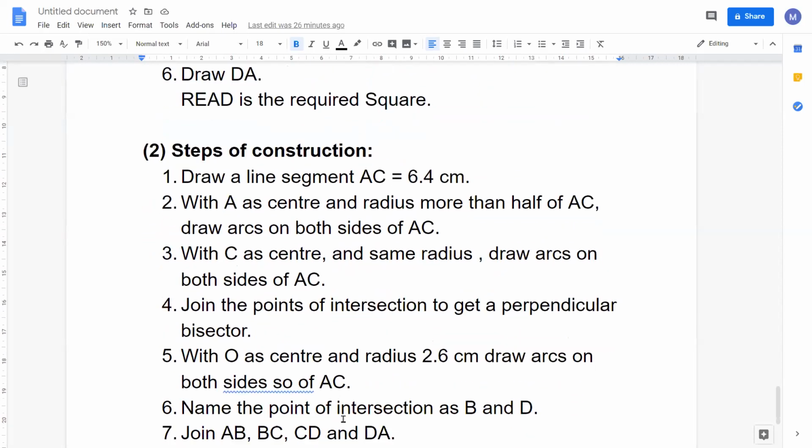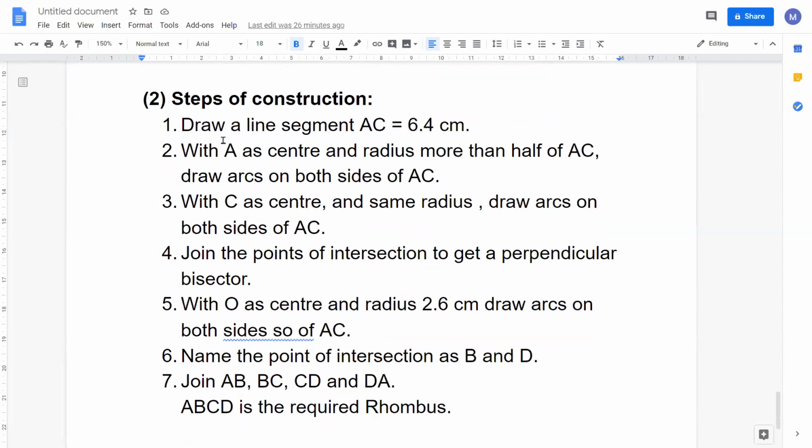Now, these are the steps of the second question, rhombus one. Draw a line segment AC equal to 6.4 centimeter. With A as center and radius more than half of AC, draw arc on both the sides of AC. Third step, with C as center and same radius, draw arcs on both the sides of AC. Join the points of intersection to get the perpendicular bisector. With O as center and radius 2.6 centimeter, draw arc on both the sides of AC. Name the point of intersection as B and D. Join AB, BC, CD and DA. ABCD is the required rhombus.